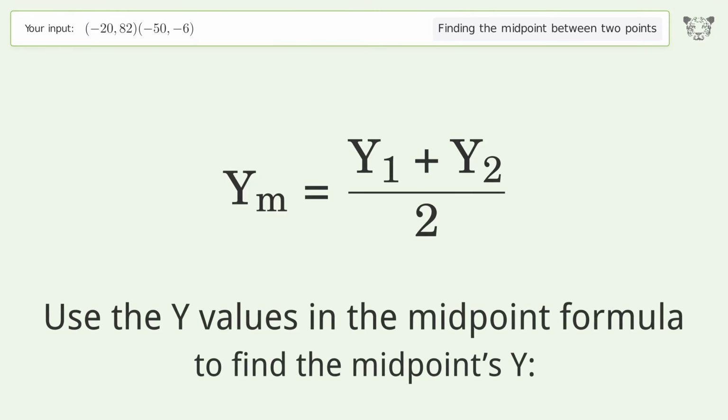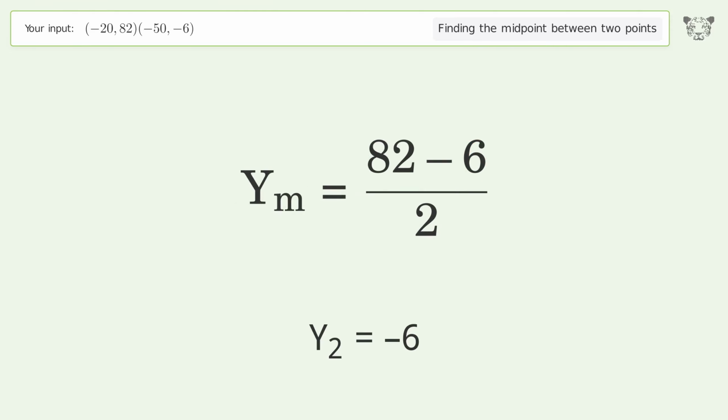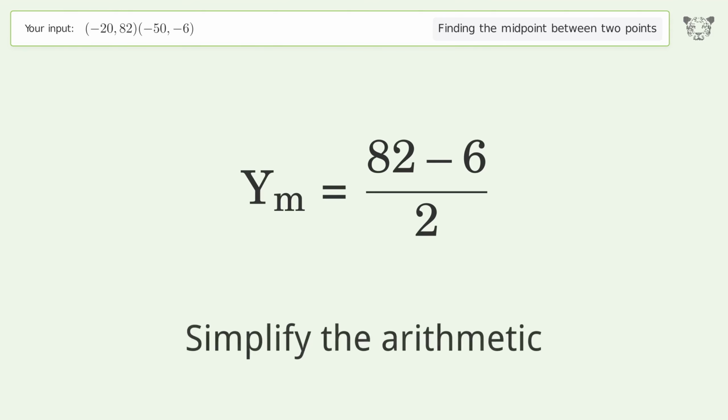Use the y values in the midpoint formula to find the midpoint's y. y1 equals 82. y2 equals negative 6. Simplify the arithmetic.